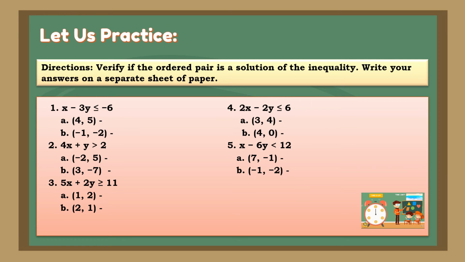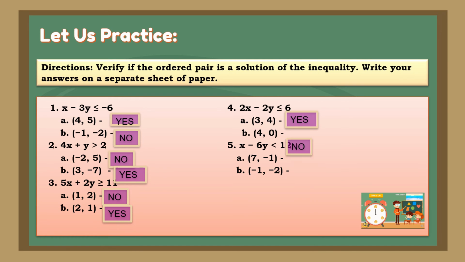So let us check if your answer is correct. Number 1, letter A is yes, letter B is no. For number 2, letter A is no and letter B is yes. For number 3, letter A is no and letter B is yes. Next, for number 4, A is yes and B is no. For number 5, A is no and B is yes. I hope you got the answers in our activity. Next.